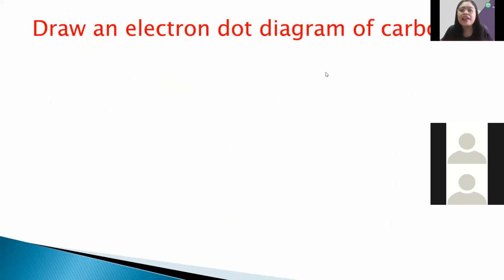Let us draw an electron dot diagram of carbon. We are not yet done with the electrons. Remember, we have subatomic particles: protons, neutrons, electrons. But the one that is unique and the cause of any reaction is actually the electron. So let us look at the electron of our carbon, because this is the center of organic chemistry, carbon.